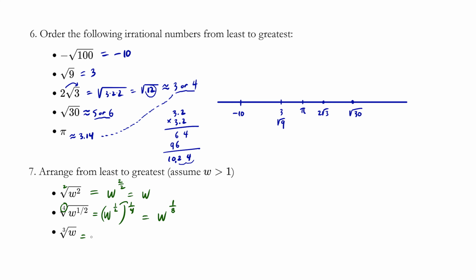How about this one here? We have the cube root of W, which is W to the 1/3. So we're comparing W versus W to the 1/8 versus W to the 1/3. And assuming that W is a number bigger than 1, W to the 1/8 is the smallest. This is the smallest, number 1. And then the cube root, or the W to the 1/3, is going to be the second smallest. And finally, W is going to be the greatest.